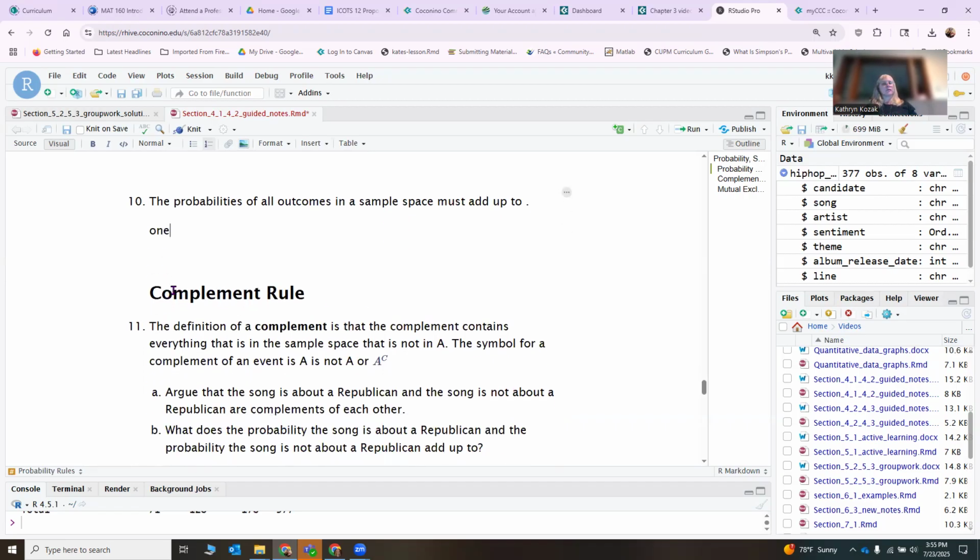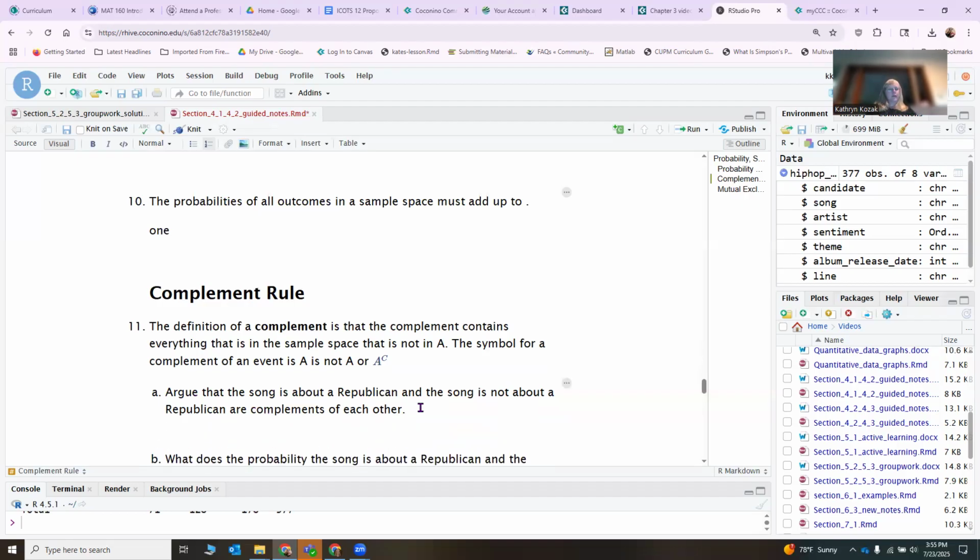I'm going to talk about a couple rules here. So we're just going to do some ideas here. Complement rule. The definition of a complement is that the complement contains everything that is in the sample space that is not in the event A. The symbol for the complement of an event A is either not A or A with a little C in it. There's other ones too, but these are the more common ones that we see. I want you to argue that the song is about a Republican and the song is not about a Republican are complements to each other.